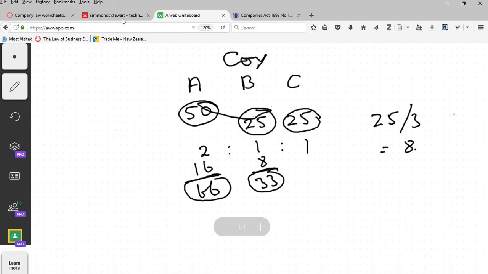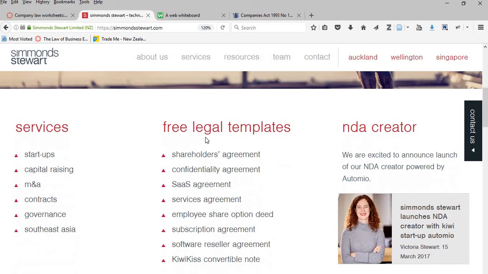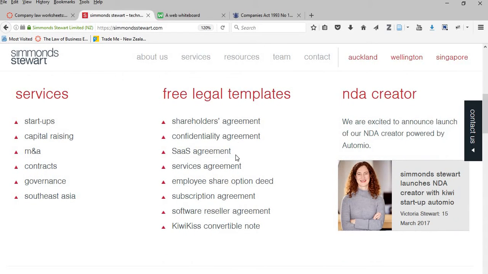Now, for some very good examples of constitutions and various other shareholder documents, there's a law firm, Simmons Stewart, and they offer a set of templates which are free. And these are excellent examples. Now, I won't bring them up on these tutorials because they are the intellectual property of Simmons Stewart. If they give consent, then I'll start doing that. I haven't asked them yet. But have a look at some of these free legal templates.